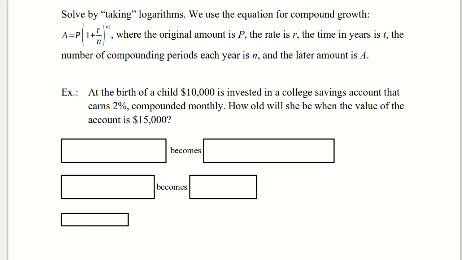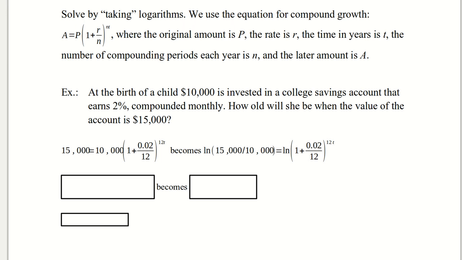So 10,000 is our starting amount, P. The rate is 0.02. n is 12. And A, the accumulated or future amount, is 15,000. We plug all that into the formula. We see that we have a coefficient on our exponential equation. In fact, the last thing that happens on the right side is multiplication. So it's not really exponential, it's actually a product. We divide both sides by 10,000 and take the natural log.